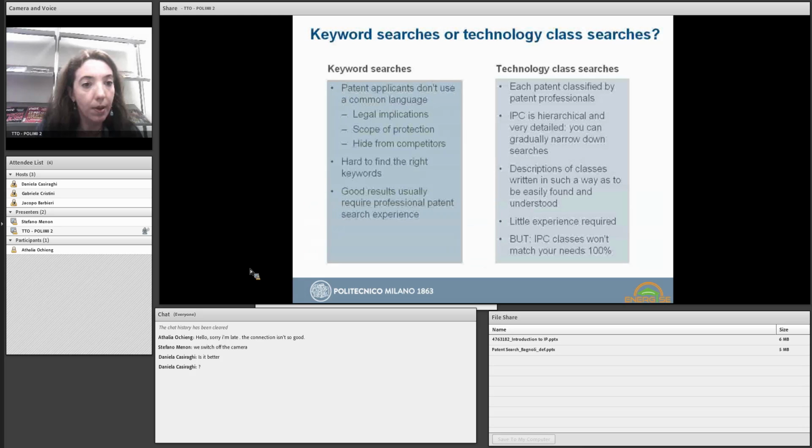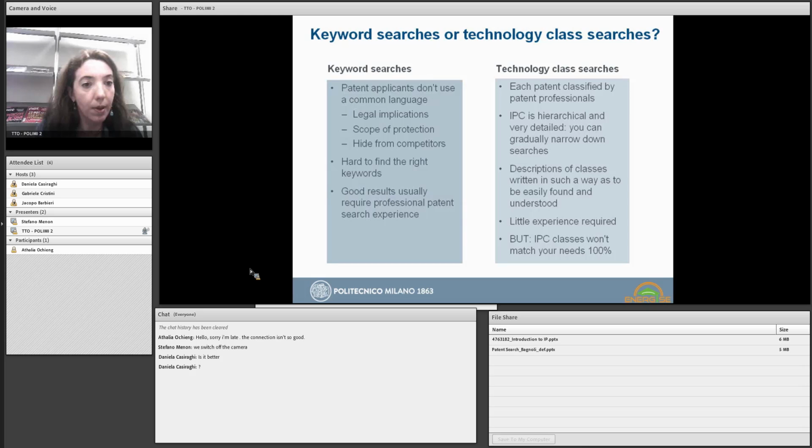So you have two ways to search for a patent, by keywords and by technology classes. By keywords is the most immediate, but not always the easiest way, because the language of the patent can be complex, with a legal implication, because I want to hide my patent from the competitors. So to perform a good search only by keywords, I must be very expert in my field.